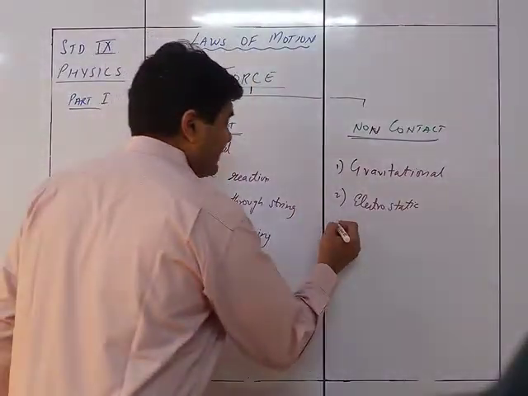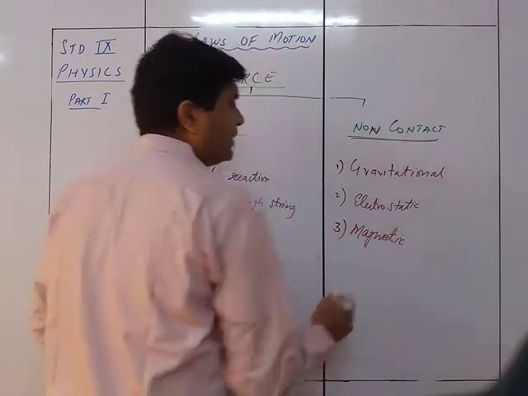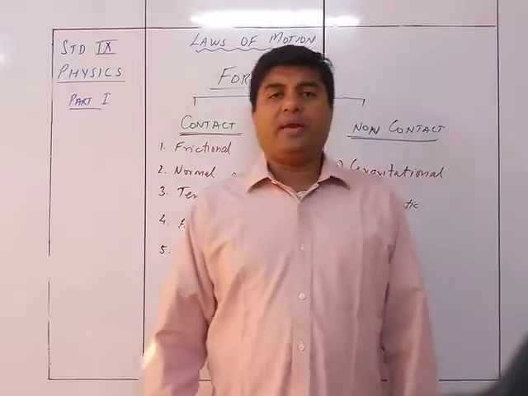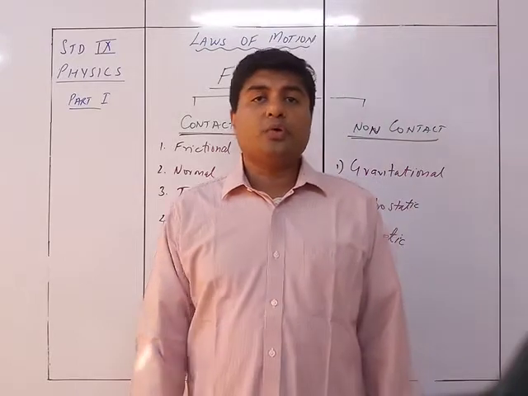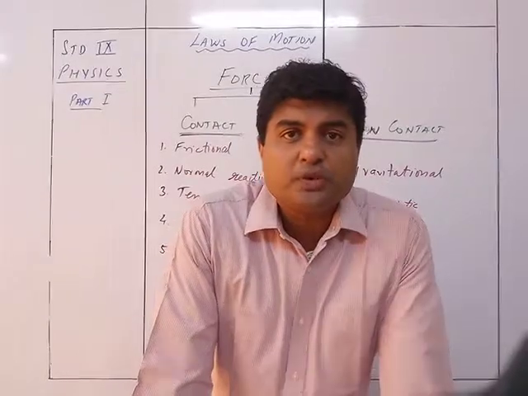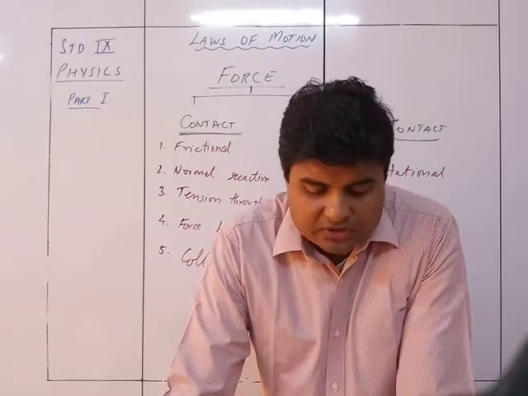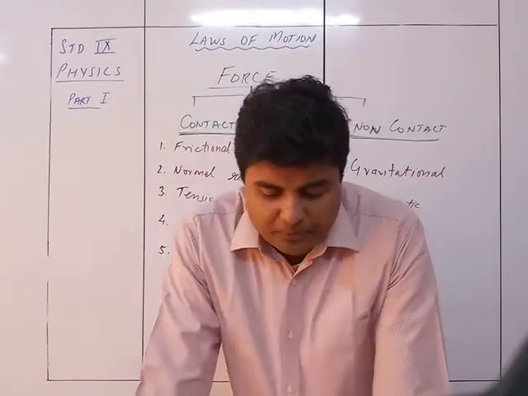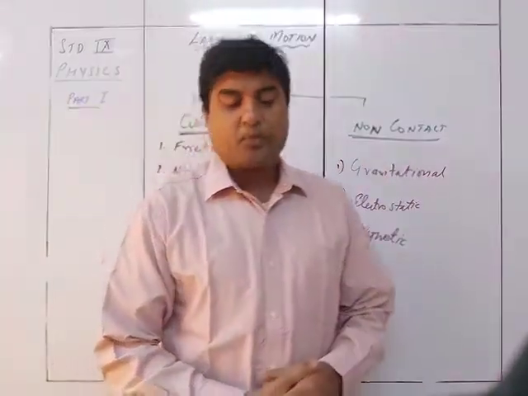The third and final one is magnetic force. Magnetic force is the last kind of non-contact force. We know very well that like poles of magnets are going to repel and unlike poles are going to attract. The attraction or repulsion which takes place due to the poles of the magnet is called magnetic force. So two like magnetic poles repel while two unlike magnetic poles attract each other. The force between the magnetic poles is called magnetic force. This force acts even when the magnetic poles are separated.